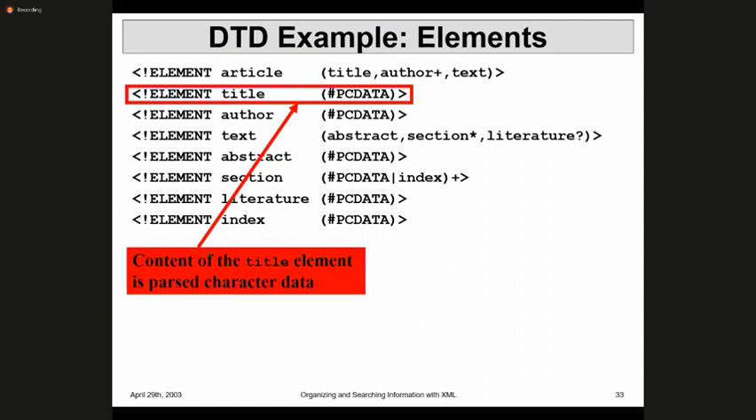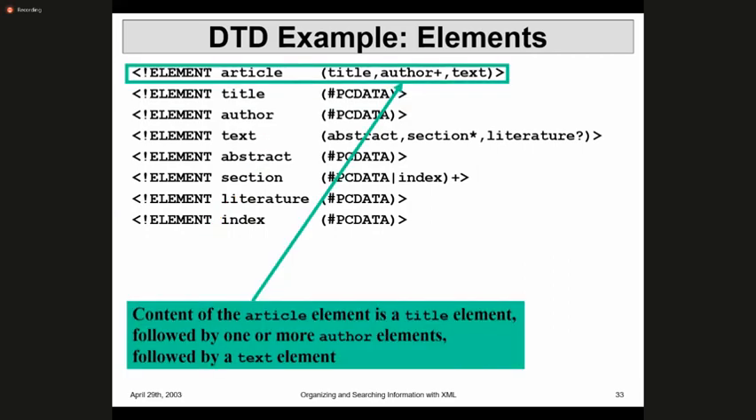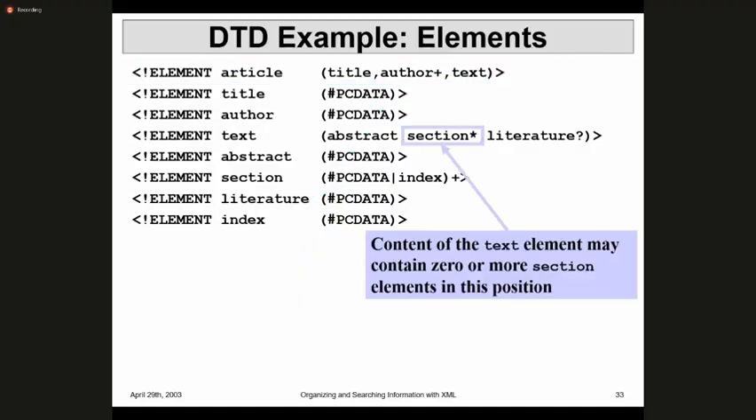Yes, sir. Any questions? No, sir. Understood. So the content of the title element is parsed character data. The content of the article element is a title element followed by one or more author elements followed by a text element. The content of the text element may contain 0 or more section elements in this position.